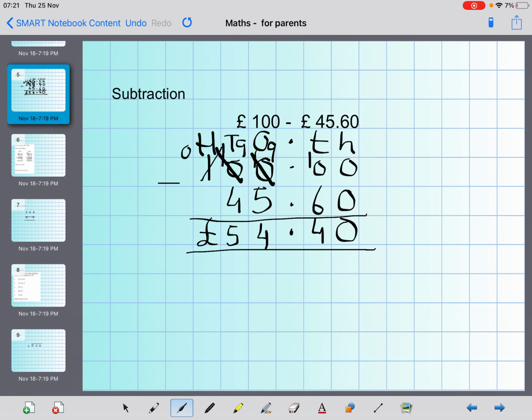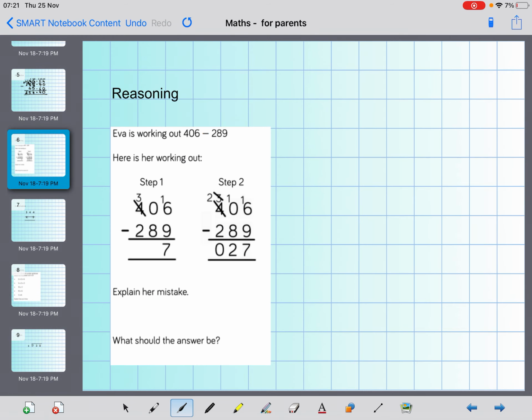Now moving on to a reasoning question. We're going to have a look at this reasoning question here. Eva is working out 406 take away 289. Here is her working out. Her step 1 and her step 2. We have been asked to explain her mistake and what the answer should be.